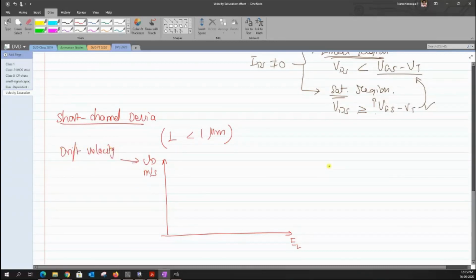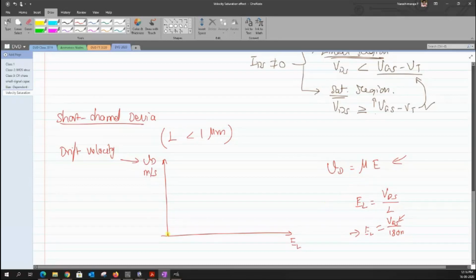Okay, we know that there exists a relation given by classical physics that the drift velocity is given by mu times the electric field. We know that the lateral electric field can be written as Vds divided by the channel length. And the moment I reduce the channel length, say for example to 180 nanometer, even for small values of Vds, the electric field will certainly go to a very, very high value. Due to which these charge carriers attain a saturation velocity, and it never follows this expression.